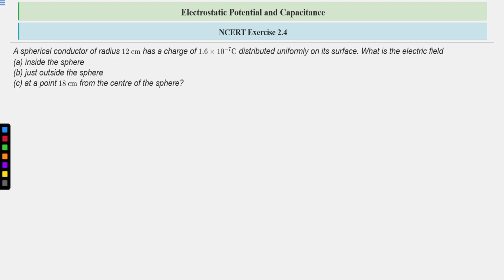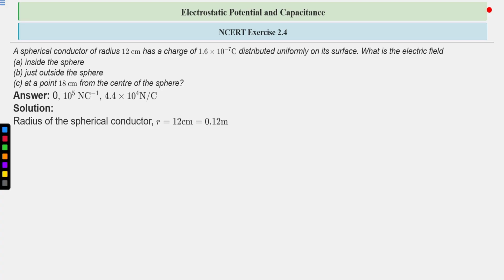This is the question, and the answer for A part is 0, the answer for B part is 10 to the power 5 Newton per coulomb, and the answer for C part is 4.4 into 10 to the power 4 Newton per coulomb. So how is this answer coming? Let's see. Solution. Radius of the spherical conductor is 12 cm, and after converting it to SI unit, 0.12 meter.